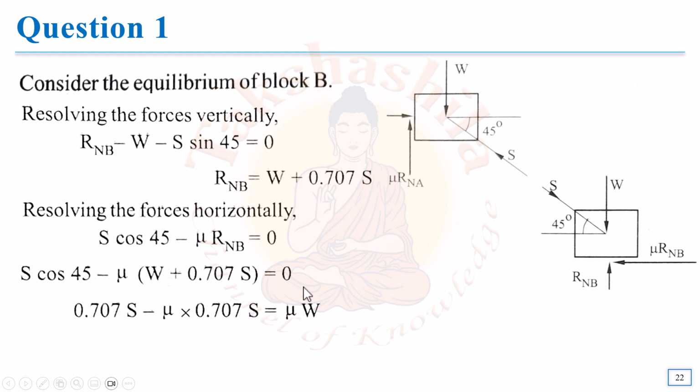I hope you understood that, just simplification. Now I am rearranging. If you see this expression, 0.707 S is common in both terms, as we saw in the earlier case, so I am taking that outside. I will get 0.707 S into (1 minus mu), which is equal to mu times W. This is somewhat similar to our first equation, so let us mark it as equation number 2.